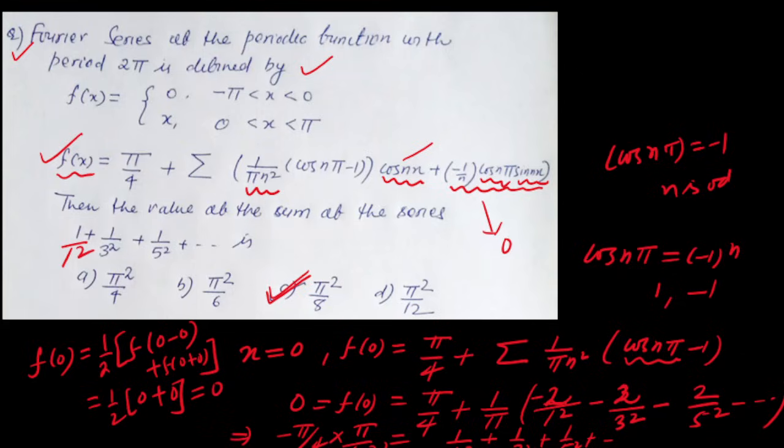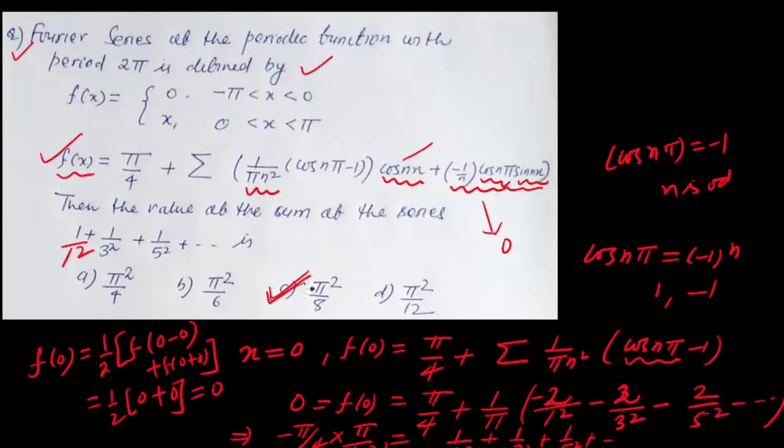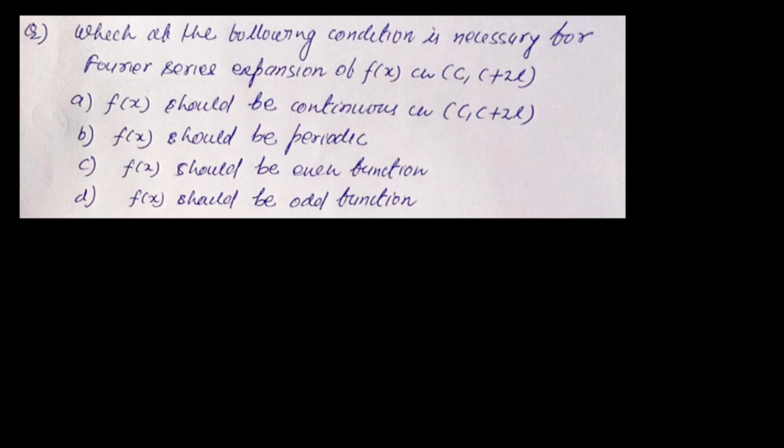I just told you earlier also that in case you do not remember the result, then you have to spend all this time. Otherwise it is important to remember this result. You can answer it without thinking anything. You know that this value is nothing but pi square by 8. Okay, so this was question number 5.